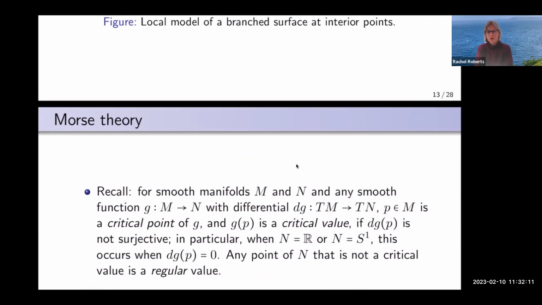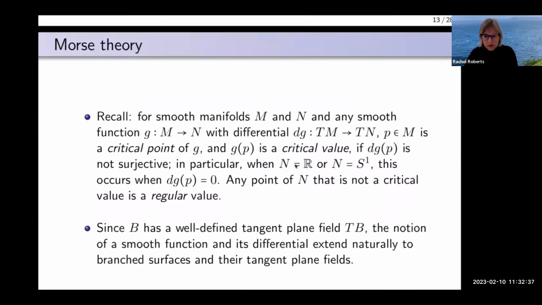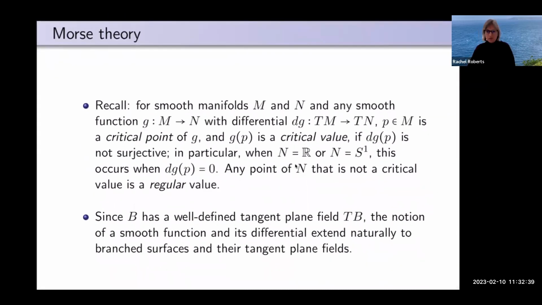And so if we're thinking about our N as being the reals or the circle, then this is of course going to occur when our differential just is 0. And any point of N that is not a critical value is a regular value. And we know that if we look at a regular value and we take its pullback, we're going to see a codimension 1 manifold in this case. And we want to say, oh, okay, well, let's think about playing the same game for branch surfaces.